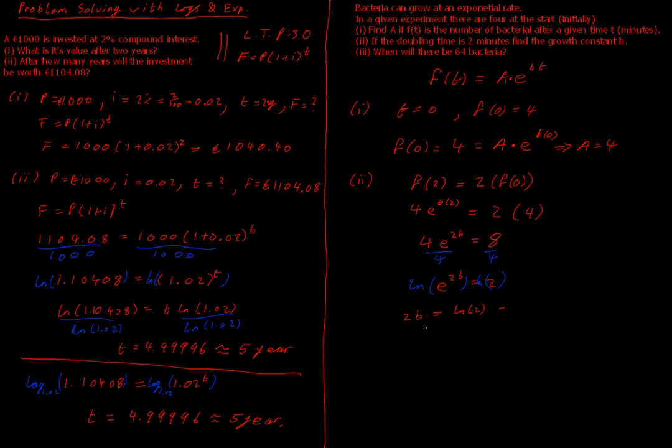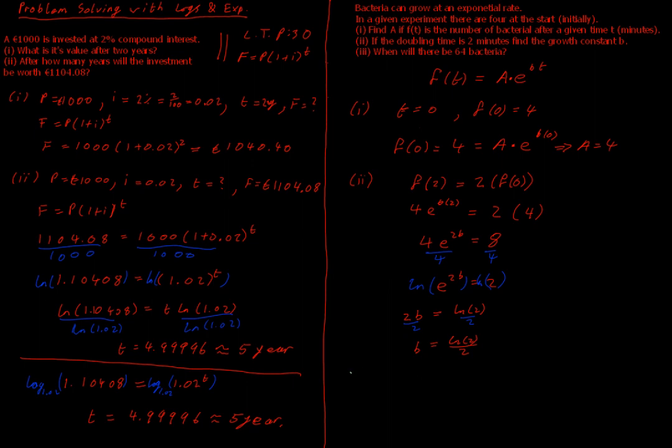Then I am going to divide both sides by 2 to get b by itself, and I end up with a kind of a funny looking b, but it's a perfectly valid answer. Ln of 2 all over 2. So that is my growth constant.